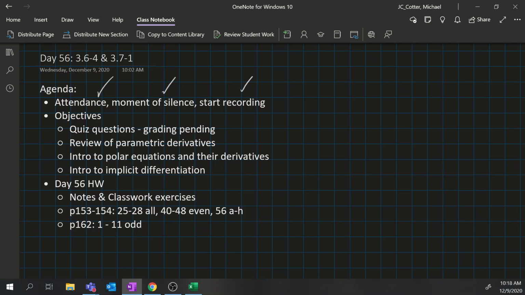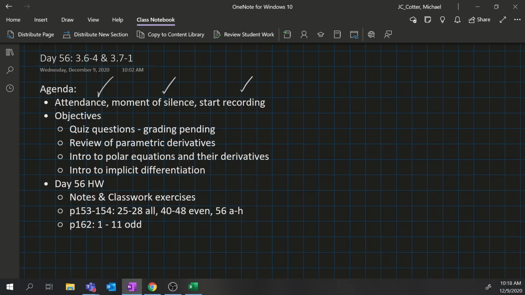We're going to go over the parametric derivative, which we touched on last Friday. We're going to very quickly talk about polar equations and their derivatives. That's actually really easy, but it looks kind of strange. And then we're going to preview section 3.7. So kind of a lot of miscellaneous topics today.